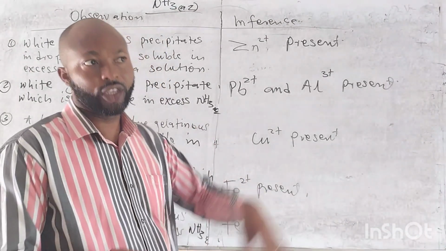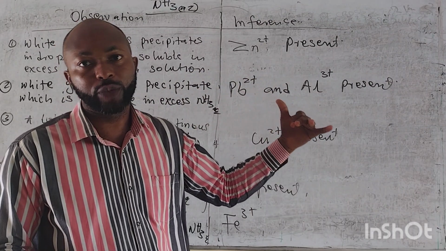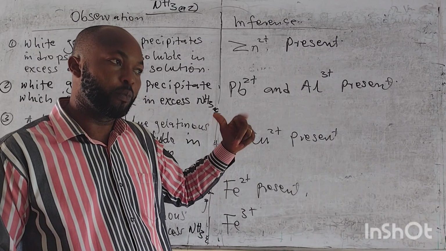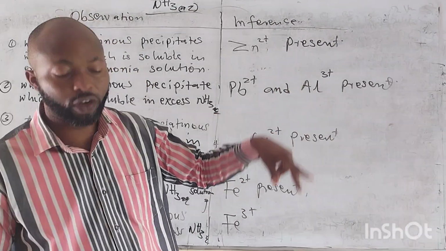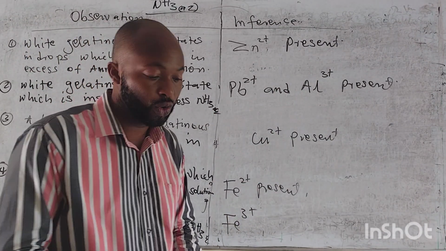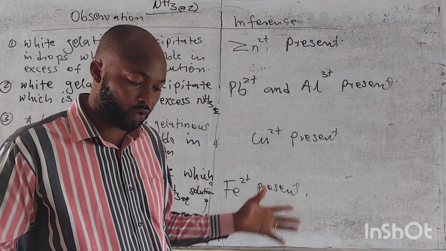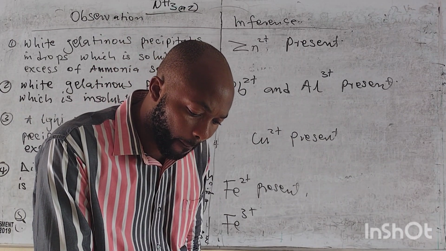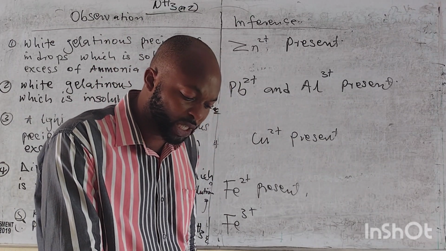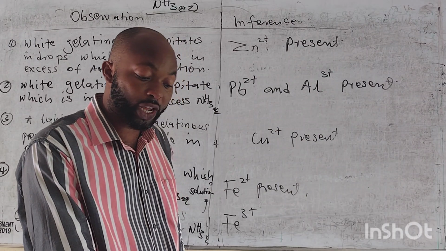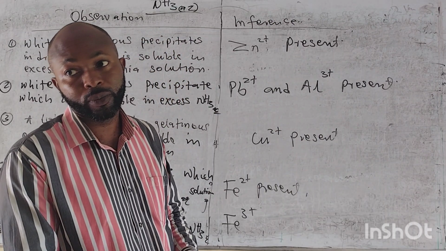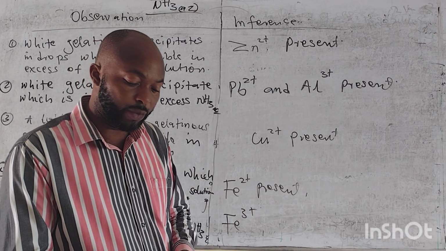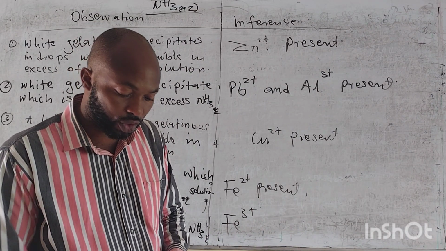Copper is a blue gelatinous precipitate in drops, which is insoluble in excess of sodium hydroxide, but in ammonia, it is soluble to give us a deep blue coloration. A light or pale blue precipitate, which is soluble in excess ammonia solution to form a deep blue solution. So in ammonia, it dissolves to form what? A deep blue solution. You see it when we run the experiment.